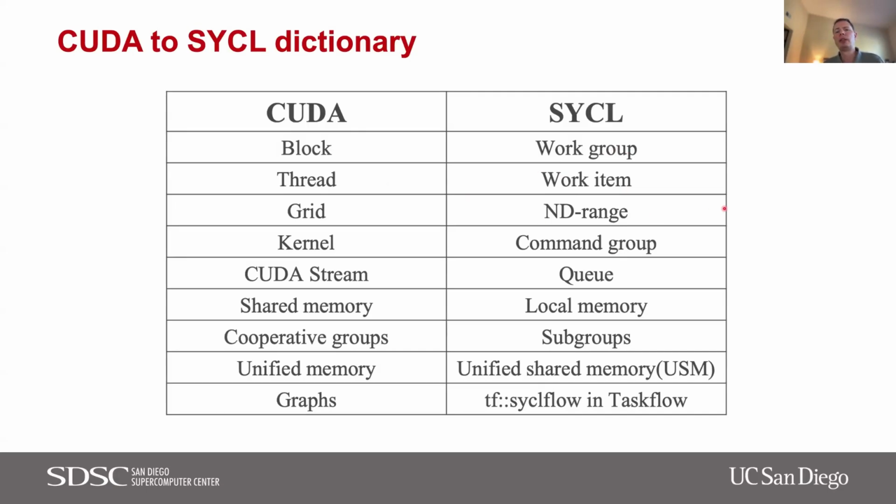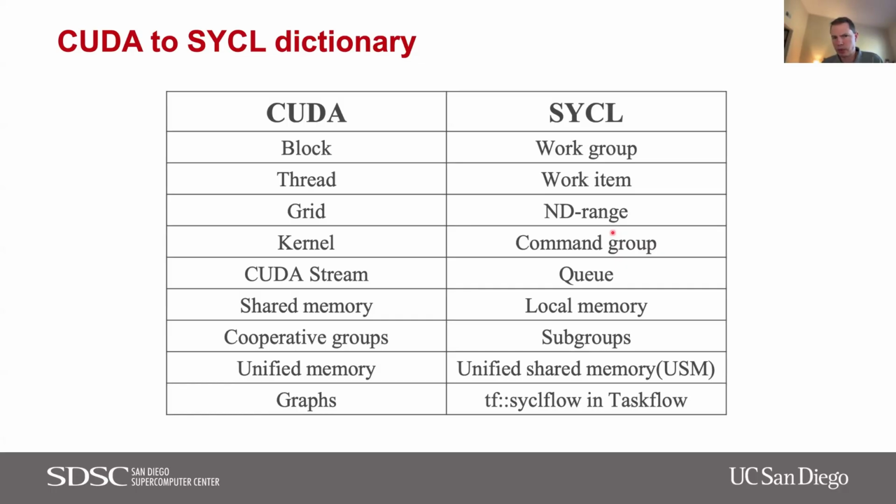And then something that's called an ND range. So a range basically of number of threads that you're running, and then this ND range can have multiple dimensions similar to CUDA grids. And so ND range basically is the grid of threads that you're launching on a given device.